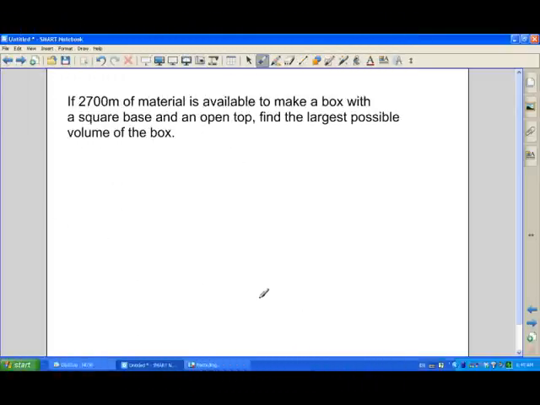Okay, and that's all I want to do for this video. In class tomorrow, I'm going to open up with this example that you can see on your screen. What I'd like you to do is try this beforehand. If I can give one clue as to how to start this problem, the 2,700 meters squared of material for this open top box refers to a surface area.